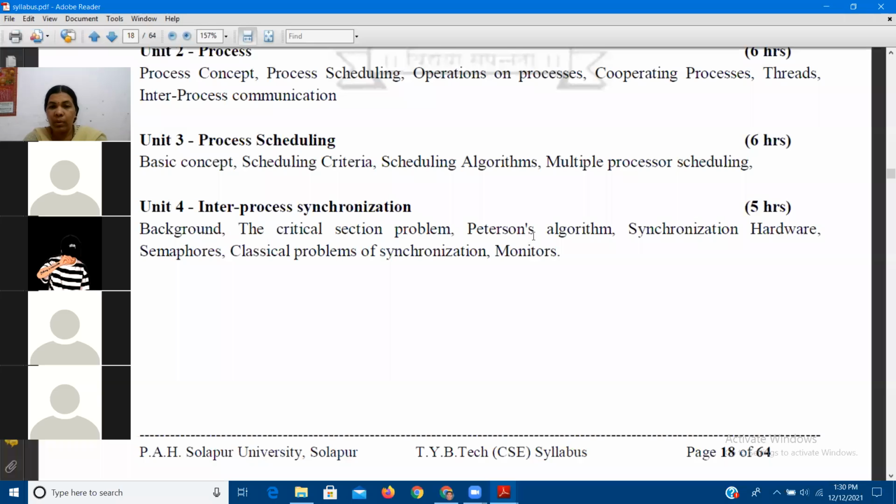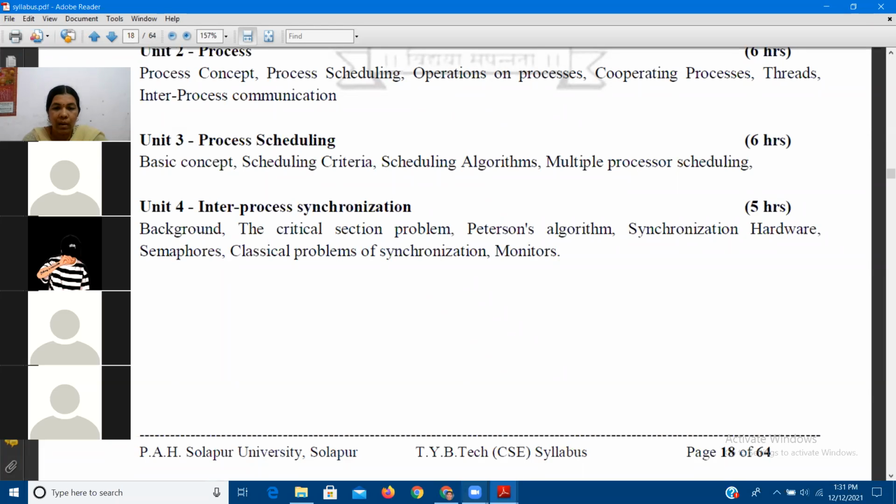Then we are going to discuss some of the limitations of Peterson's algorithm, due to which we are moving to the synchronization hardware. That is, some hardware solutions are also suggested. It is called synchronization hardware. Beyond Peterson's algorithm and synchronization hardware, some better solutions are also there, and these better solutions are nothing but semaphore and monitor. And in the classical problems of synchronization, we are discussing some real life case studies with respect to this synchronization problem.